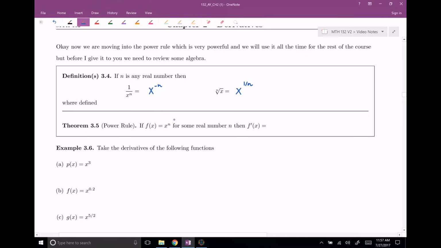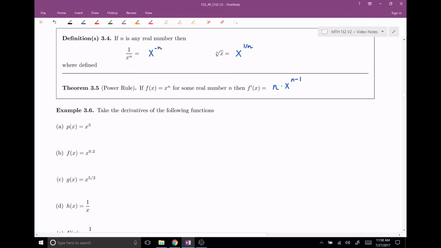cubed, x to the fourth, x to the 1,000,000th power, whatever, for some real number n, then the derivative is equal to, and very interestingly enough, the power comes down, and then you multiply by x to the, and you reduce your power by 1, so n minus 1. All right, so let's go ahead and see this in action here with an example.